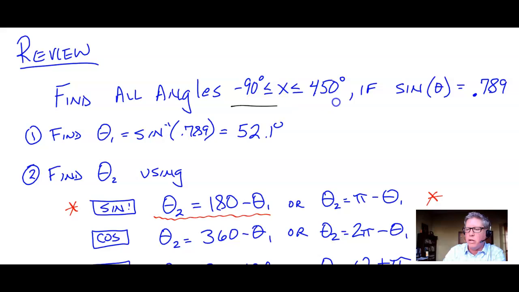We want to find all angles. So a couple things I noticed about that is it's in degrees and it's not your basic 0 to 360. So we're going to find our two critical angles and we're going to add and subtract to make sure we get all the possible angles in that range.